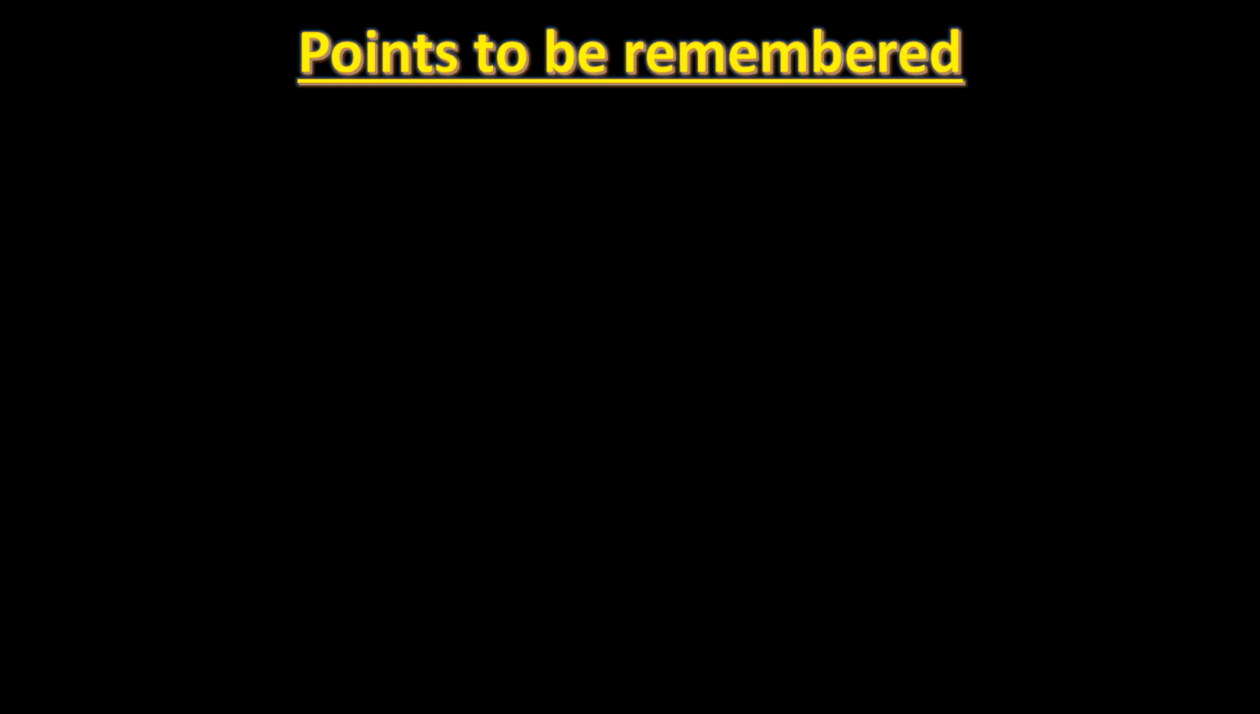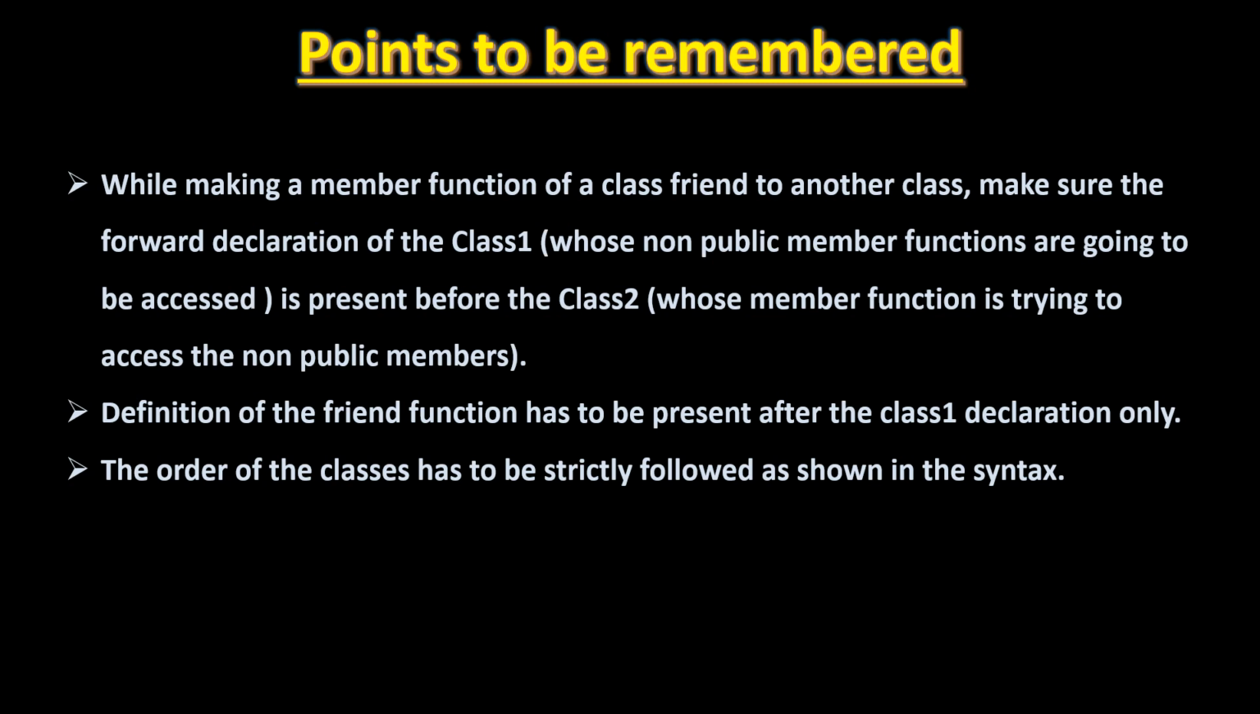So what are the small points to be remembered for this? While making a member function of a class friend to another class, make sure the forward declaration of class 1 is given. What is class 1? The class whose non-public members are going to be accessed. That is, class 1 object's value we are going to access in class 2, right? So that class forward declaration has to be present before class 2. Before giving the class 2 declaration or definition, you have to give the class 1 forward declaration. So what is class 2? Class 2 is the one whose member functions are trying to access the non-public members of class 1.